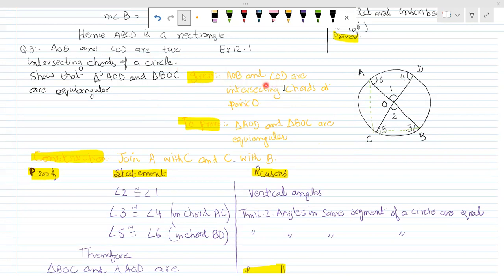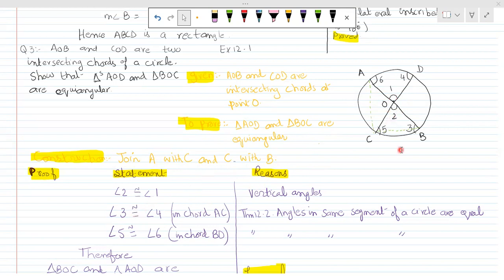So we are given that AOB and COD are intersecting chords at point O, and we have to prove that the triangles are equiangular. We are taking the step of construction as joining point A with C and C with B. And here we can see that angle 1 and angle 2 are vertical angles, because these two lines are intersecting each other, and when two lines intersect, the pair of non-adjacent angles are vertical angles, and they are congruent to each other.